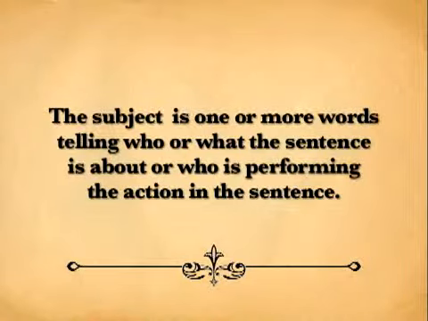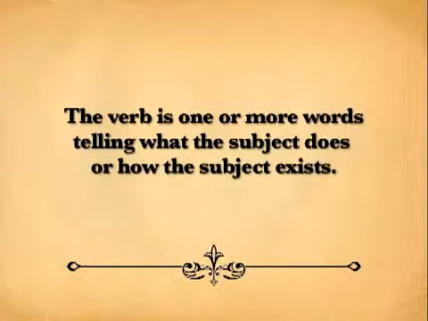First of all, it might be easiest when you're working with a sentence to simply identify the subjects and the verbs. The subject is one or more words telling who or what the sentence is going to be about, or in some cases, who is performing the action in a sentence. The verb is the action, one or more words telling what is happening, what the subject does, how the subject exists.